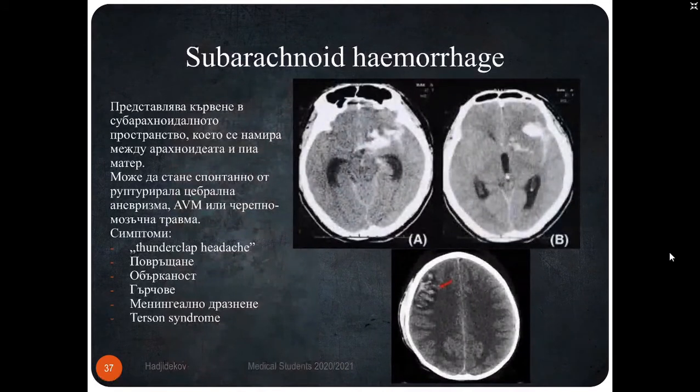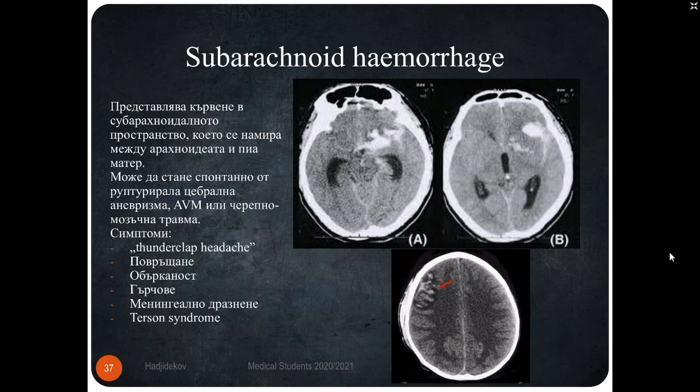And the third type of hemorrhage, after subdural and epidural hematoma, is the subarachnoid hemorrhage, which in fact is the presence of bleeding into the subarachnoid space, located between the arachnoidea and the pia mater. And usually we observe it spontaneously after rupture of a cerebral aneurysm, if we have a patient with arteriovenous malformation, or after some skull trauma or brain trauma.